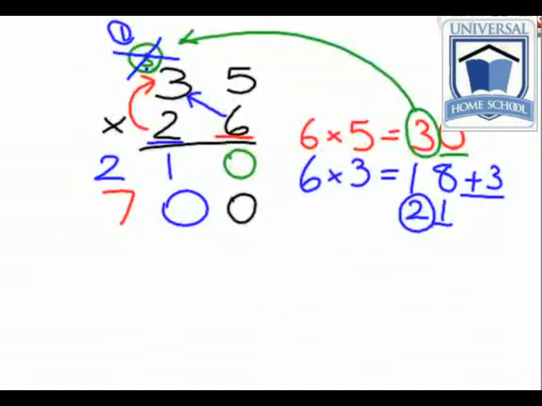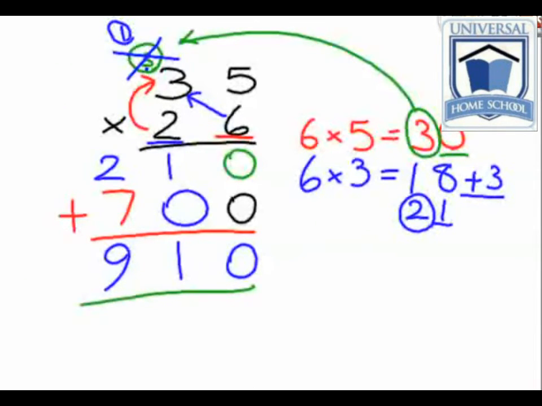Okay, now we have two numbers, 210 and 700. So let's add these two numbers up. 0 plus 0, 0 plus 1, and 7 plus 2 equals 9. So there's our answer. 35 times 26 equals 910. Now I'm going to quickly go over this question.